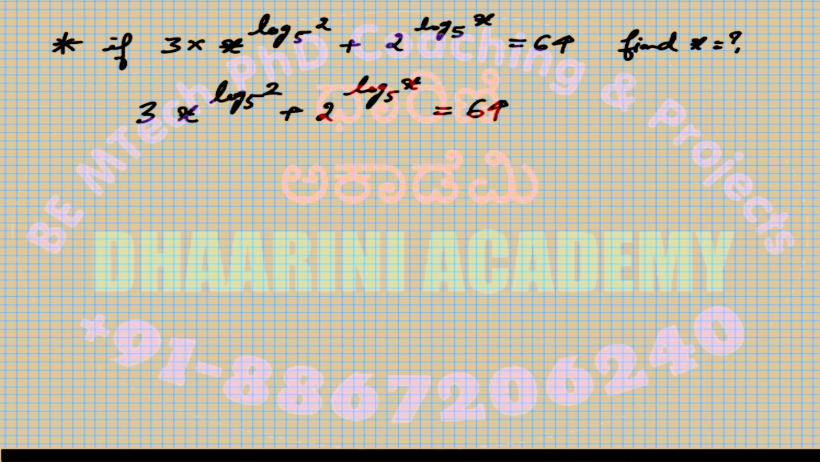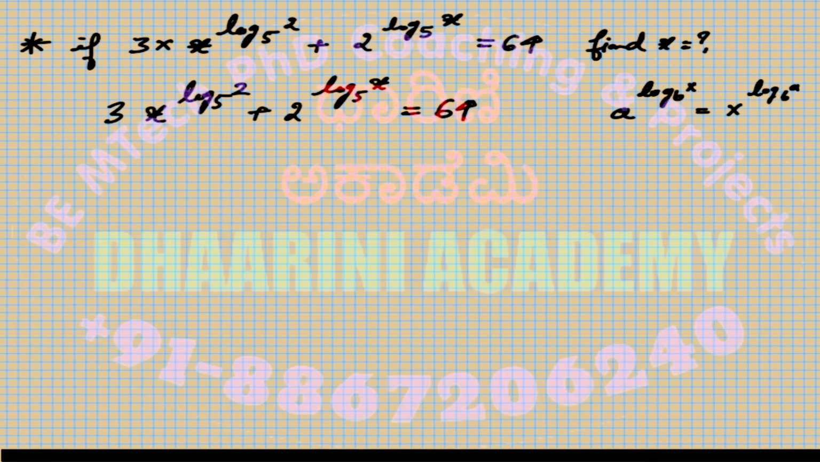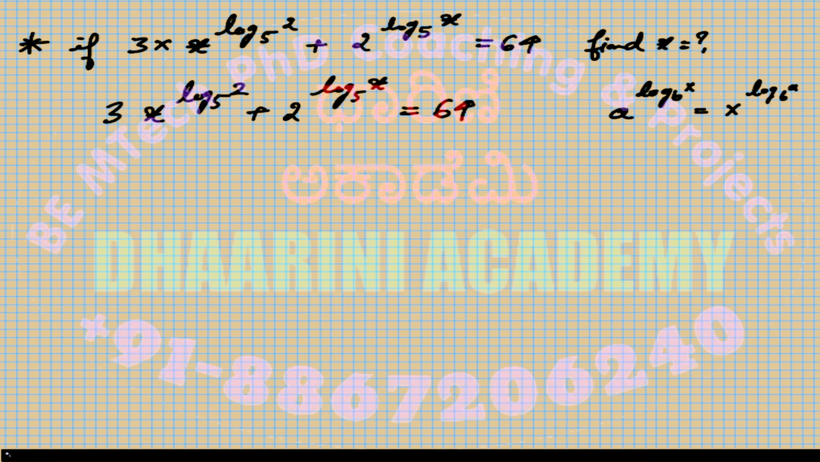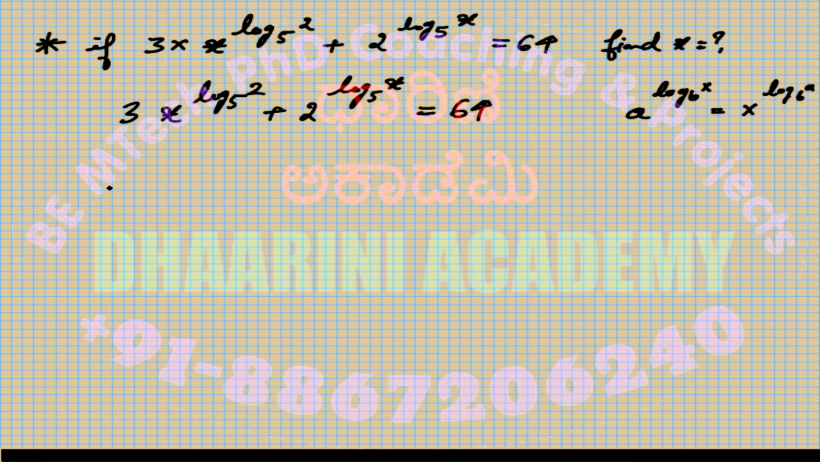So we have one property which says that a to the power log of x to the base b can actually be replaced by x to the power log a to the base b. Okay, so this is the property. So I can definitely write it like this.